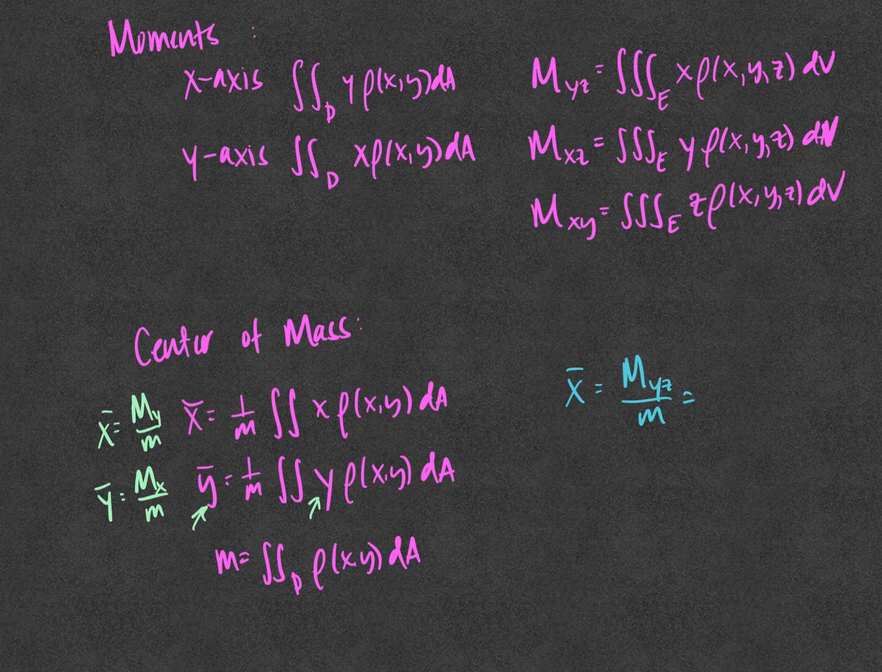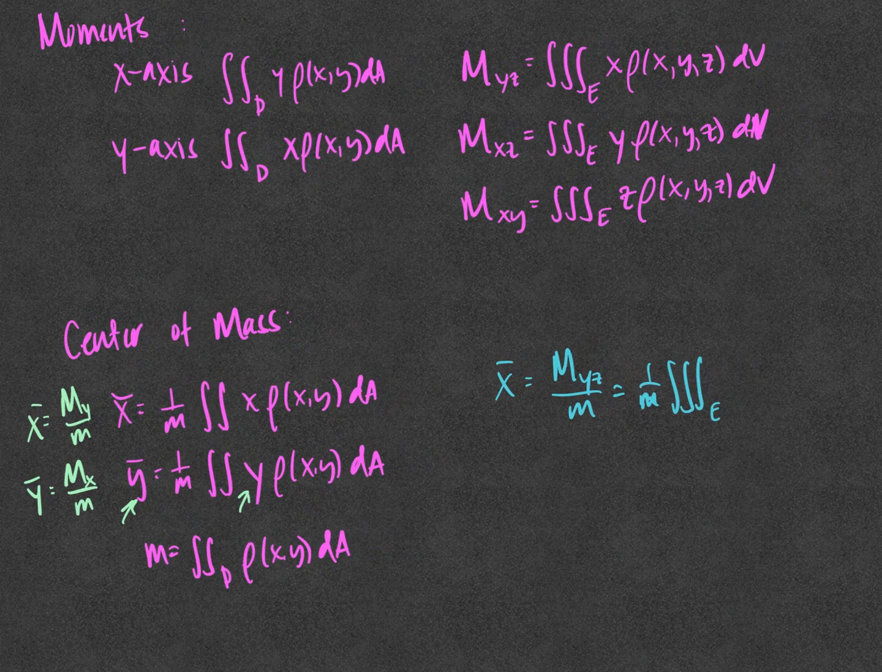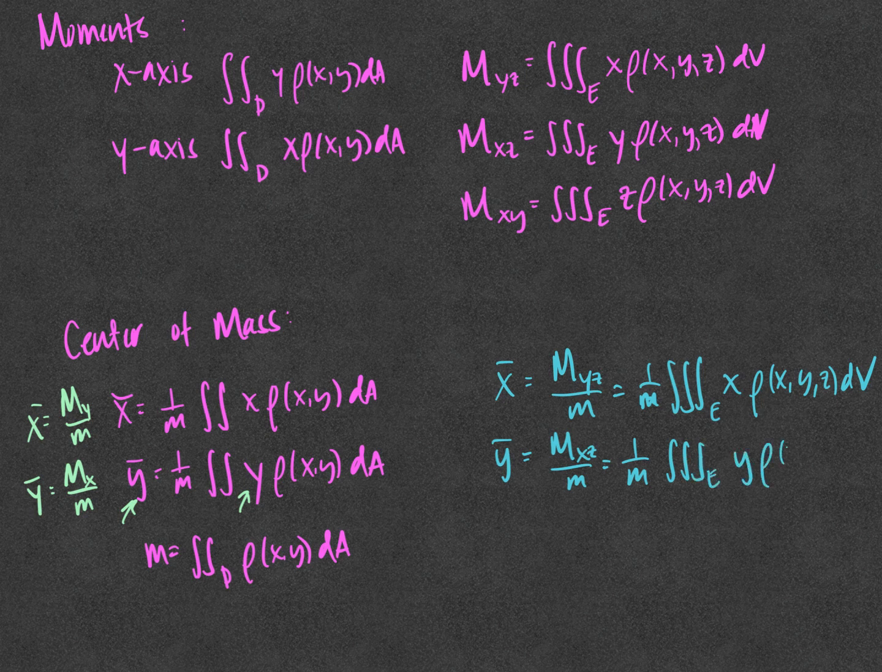Again, I wouldn't use that formula. I would say x-bar is 1 over m times the triple integral over E of x times rho of xyz with respect to the volume. If it were me, I would keep it consistent, as long as you're consistent in what you do. Then y-bar is the moment about xz over m, so 1 over m times the triple integral over E of y times rho of xyz with respect to the volume.